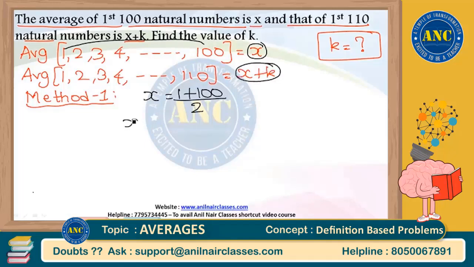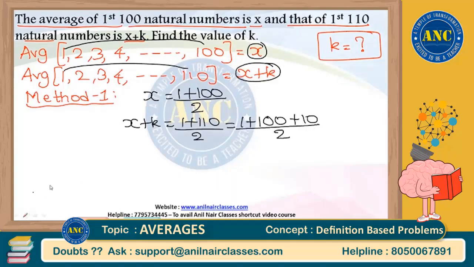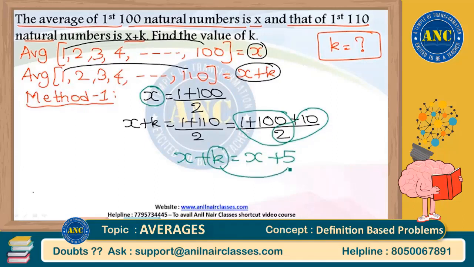What is x plus k? x plus k is the average of the first 110 natural numbers: first term plus last term by 2, which is 1 plus 110 by 2. It can also be written as 1 plus 100 plus 10 by 2. The reason I wrote it like this is that 1 plus 100 by 2 is named x in this question, and 10 by 2 is 5. So x plus k is equal to x plus 5. In place of k you have the number 5. The right answer for this question is 5. This is the method based on the definition that the average in an arithmetic progression is first term plus last term by 2. Using that definition, I solved this problem.